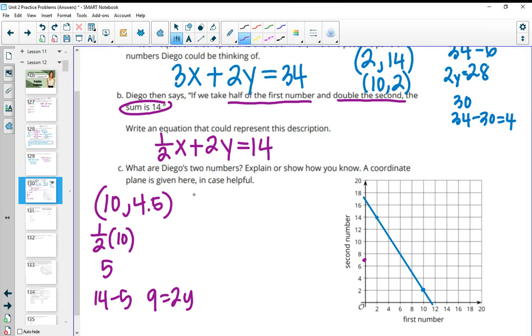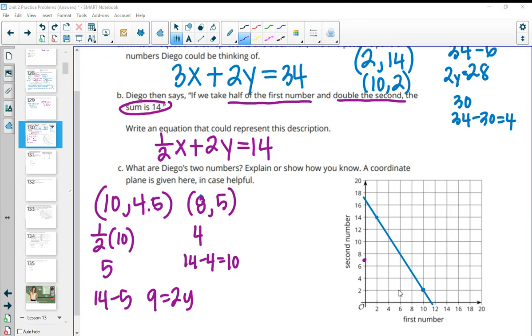So we could pick another one. We could do 6, and half of 6 is 3. That's going to be a bad one too. Let's do 8. If I plug 8 in here, half of 8 is 4. Then 14 minus 4 gives us 10, which is for that 2y part. So then this will be 5.